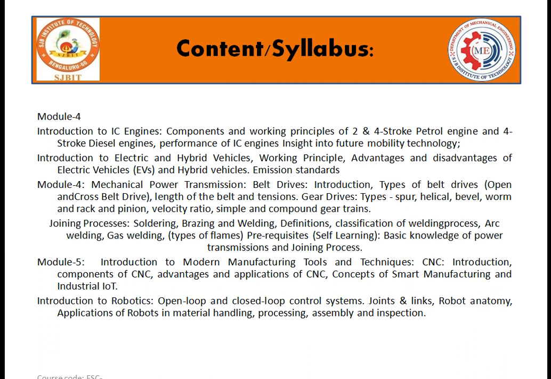In the last module you are exposed to what a CNC machine is, what the components of CNC are, its advantages and applications, the concept of part manufacturing and industrial IoT. Further, you are going to know what robotics is. Under robotics, you are going to learn about the control system, that is, open loop and closed loop control systems, and how it is utilized in the robot. What are the different types of joints and links available in the robot? Overall robot anatomy, applications of robots in material handling, processing, assembly, and inspection. These are all the 5 module contents.